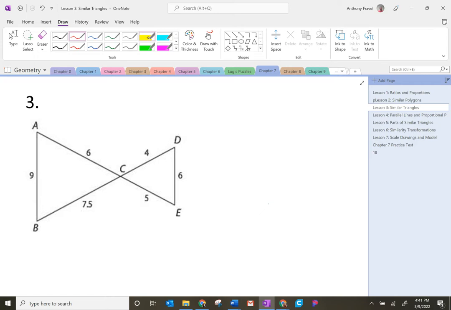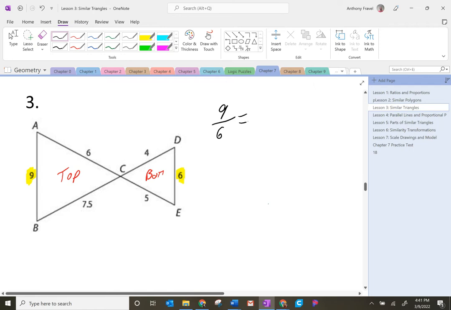So looking at this one, I'm going to compare my biggest sides together first. I'm going to say this one will be my top. This will be my bottom numbers. So I'm going to look at my biggest side. Okay. 9 is the biggest number out of that 6, 7.5, and 9. Out of the 4, 5, and 6, the biggest number is going to be 6. That tells me that I can use those. I'm going to put 9 over 6. 9 divided by 6, if I divide those, it will give me 1.5. All right, so far so good.